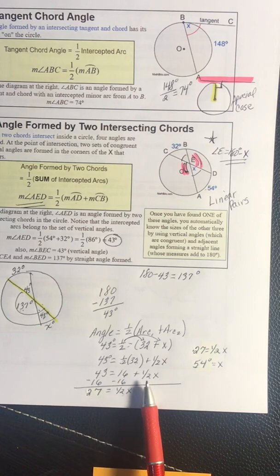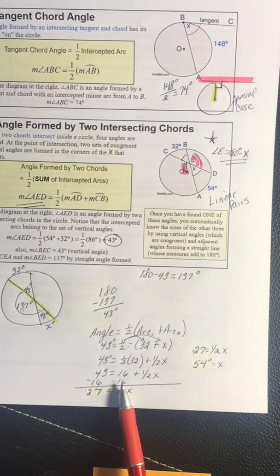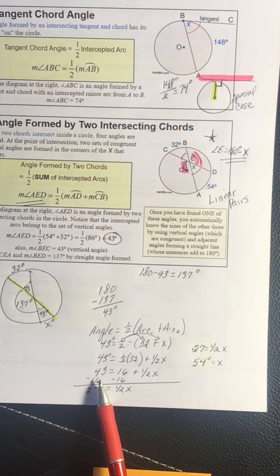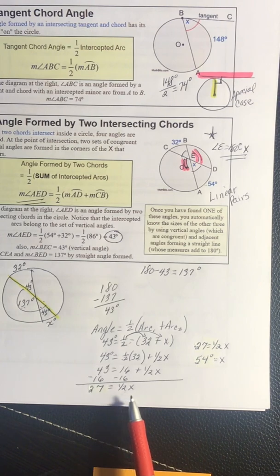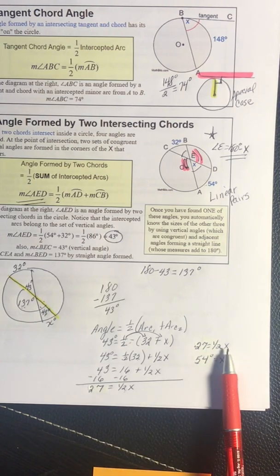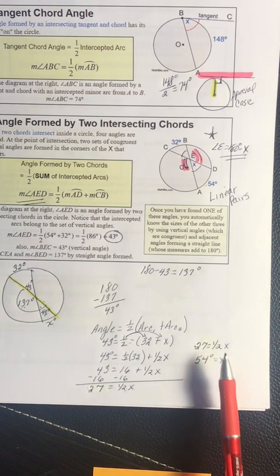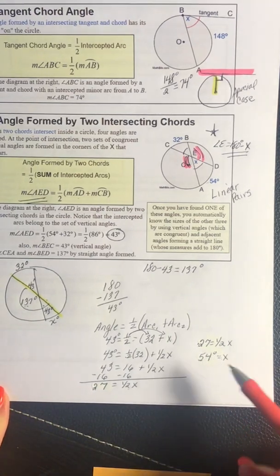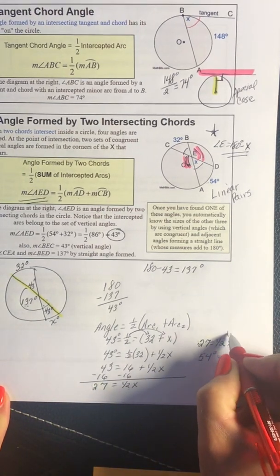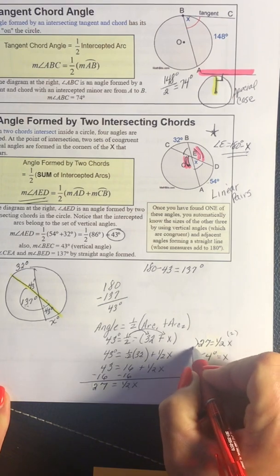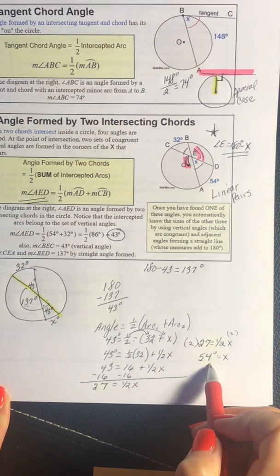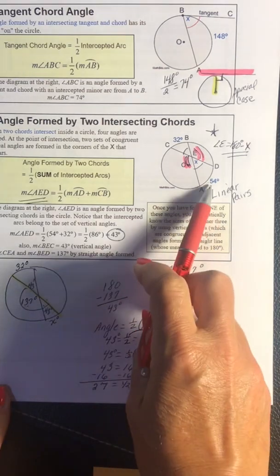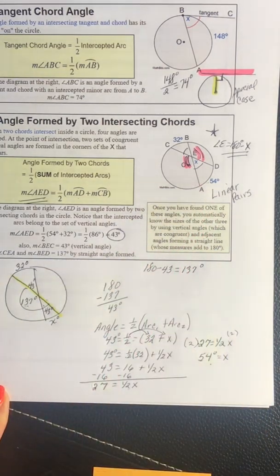43 equals 16 plus 1/2 of x. Subtracting 16 from both sides, we get 43 minus 16 is 27. Well, 27 equals 1/2 of x. Now I'm going to multiply both sides by 2 to get rid of the half. So I could have done it earlier, or I've chosen to do it now. And 2 times 27 is 54, which we knew that's what that arc was from the beginning.